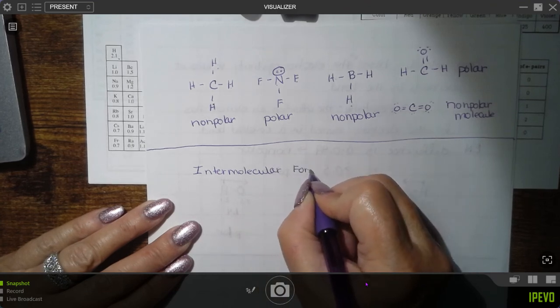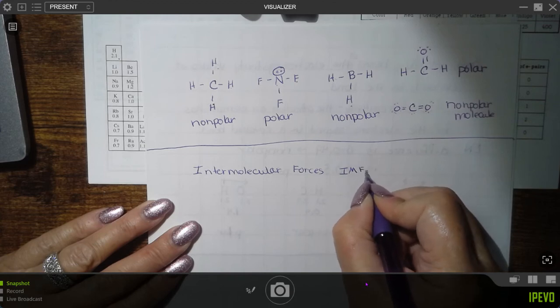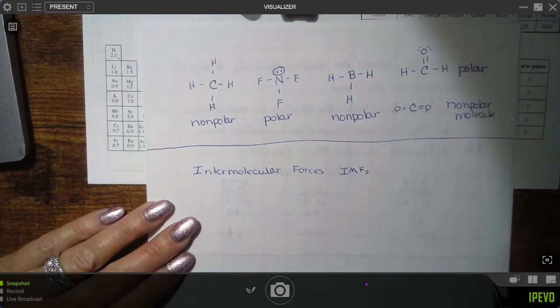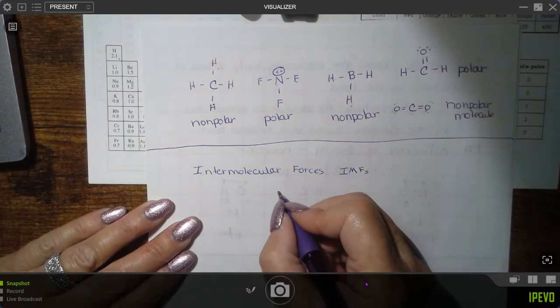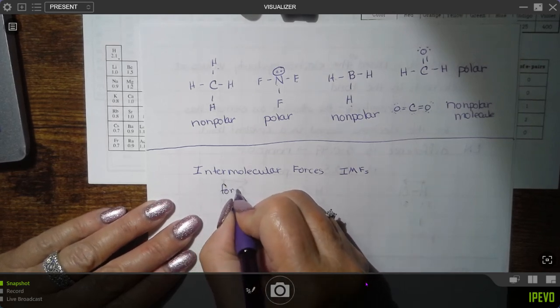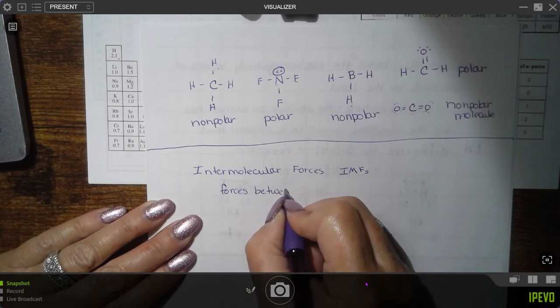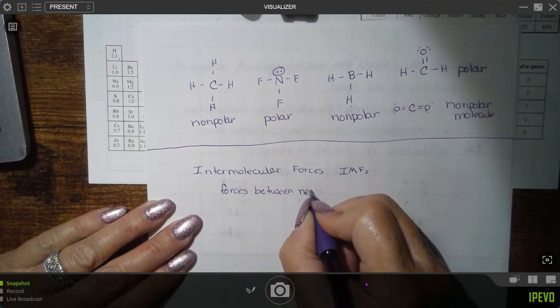We refer to these as IMFs, intermolecular forces. Intermolecular forces are forces between neighboring molecules.